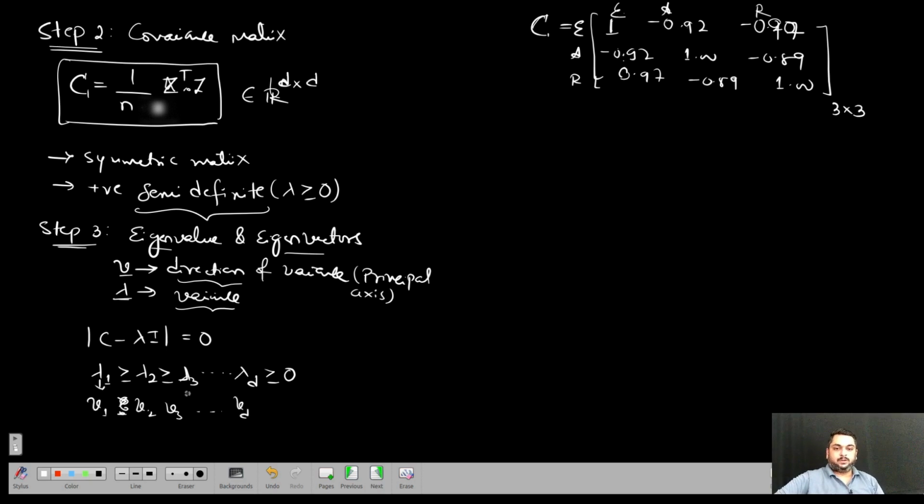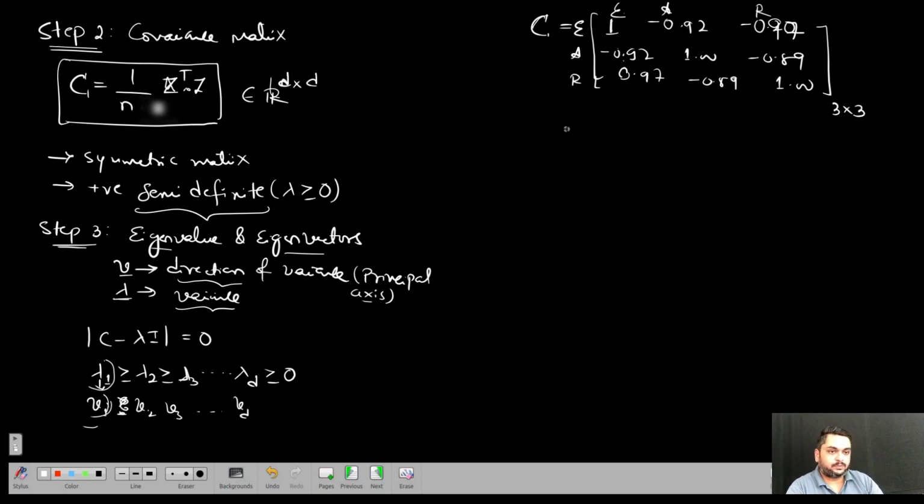Each eigenvector gives me the direction of the principal axis, and lambda gives me the variance. So when I arrange them in decreasing order, what does that mean? The first eigenvalue gives the maximum variance, and the direction in which that variance lies is the principal axis. That's what you have found, and that is the core of principal component analysis. You have already found the principal axis.